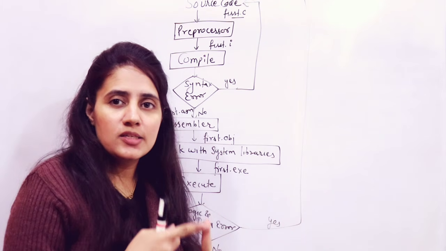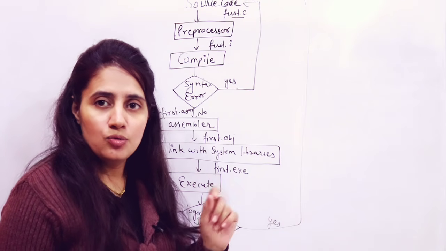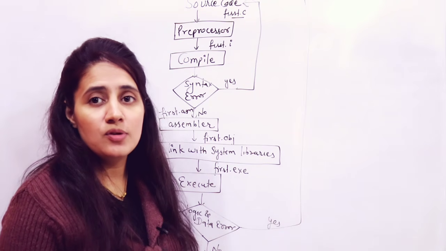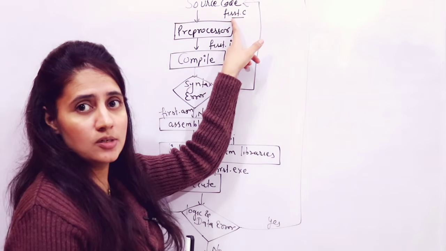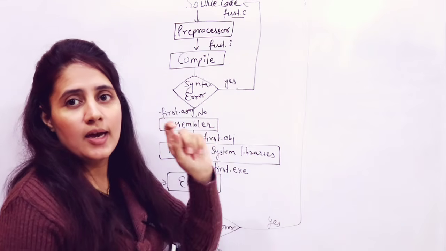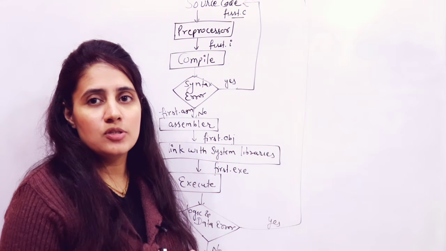Very first, you write a C program, whether you use any IDE or any text editor like Notepad. You write your C program and save it with the extension .c. Suppose the program name is first, so we save it as first.c, and that is known as your source code or source program. Then the process comes.